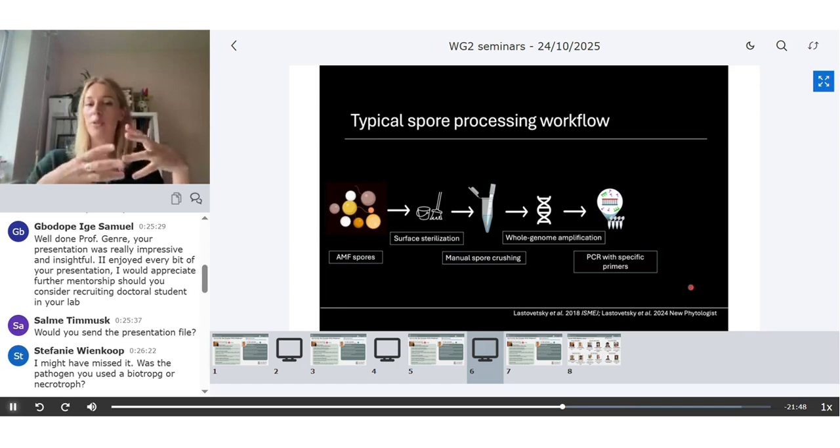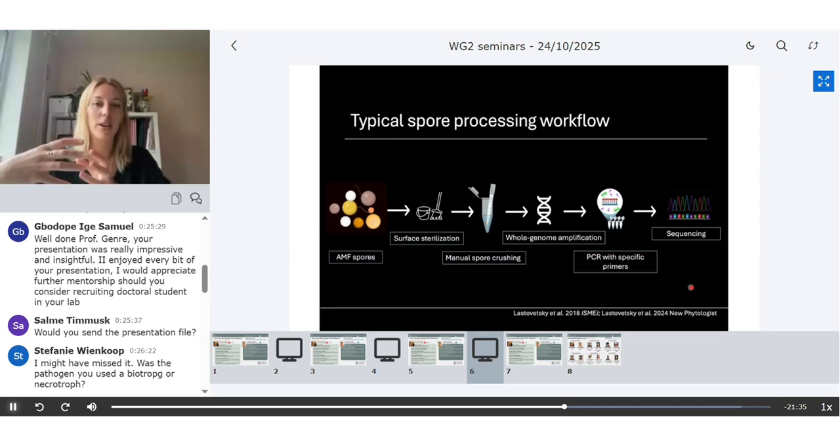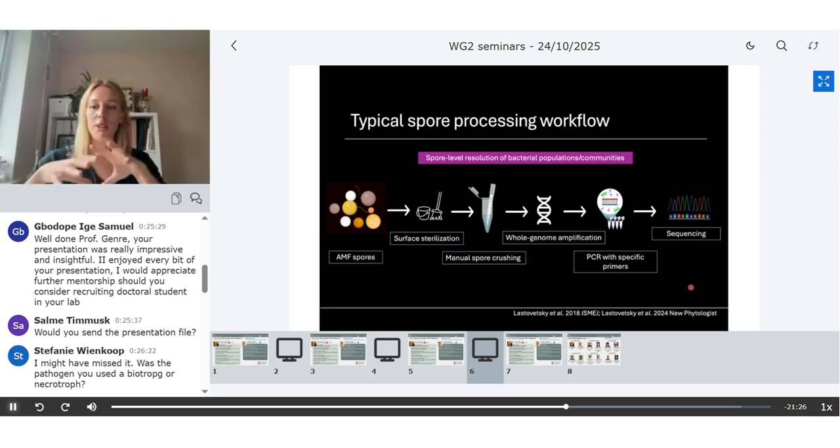If we're interested to see if a particular AMF spore has any type of bacteria, we can do PCR with universal bacterial primers. And then we can send that PCR product off for sequencing to gain some understanding and information about what the population structures, or even the community structure, of these Endobacteria are. This process is quite laborious, but it's quite powerful because it gives us spore level resolution of these bacterial populations or communities, and we can link them to the individual AMF genotypes.